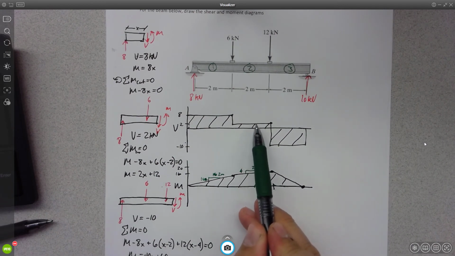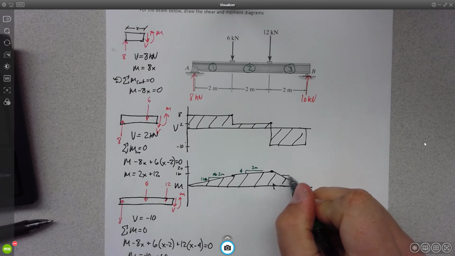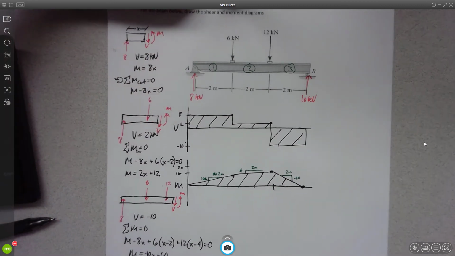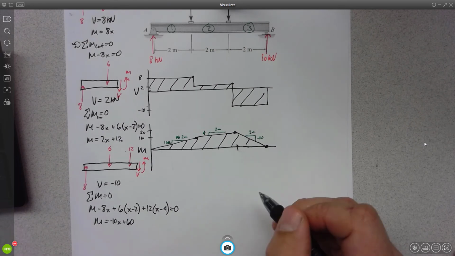Huh. Okay. What do you think this slope's going to be? Negative 10. Right? Because here we go 2 meters and down 20. So it's a negative 10 slope. Okay? And we can actually go through and develop kind of a set of equations for this.